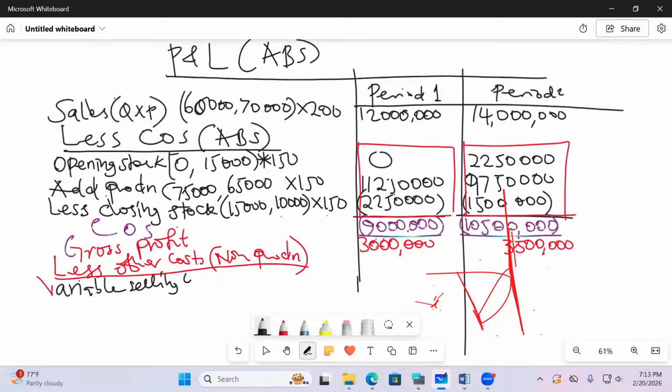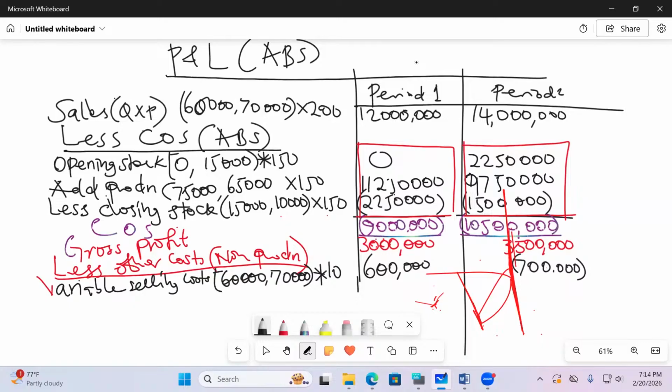Variable selling costs. Remember, which quantities are we going to use here? The sold units, isn't it? Do we know the number of units we sold in period one? How many? 60,000. And then 70,000. And do we know the variable selling cost per unit? How much? 10. So this one here will give me 600,000, and 700,000.